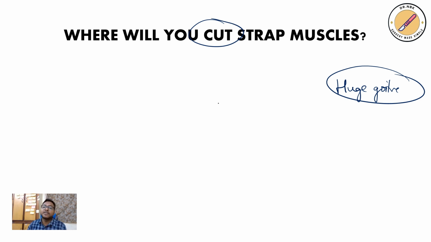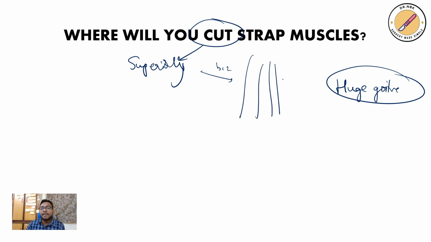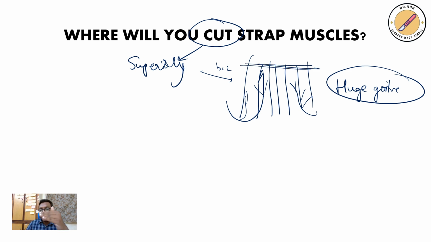So if at all you need to go for strap muscle cutting, where will you cut? Is it in the superior aspect or the inferior aspect? Please understand, you will cut the strap muscles in the superior aspect. Why superiorly? The explanation is the nerve supply. Let's say you have strap muscles like this; the nerve supply of strap muscles runs from below upwards. That is why you cut at the superior aspect, so that you minimize the damage without injuring the nerves, because the nerve supply is below upwards.